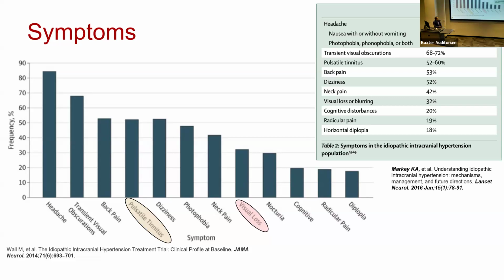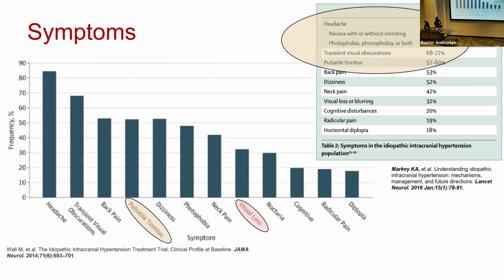Other symptoms include pulsatile tinnitus. Most of these patients go to the ENT, not to us, but it's really important. The frequency of these symptoms is: for headaches, almost 90%; for transient visual loss or obscurations, about 80%; for pulsatile tinnitus, about 50%; for visual loss, about 30%. So in one-third of these patients, the vision is threatened by this condition.